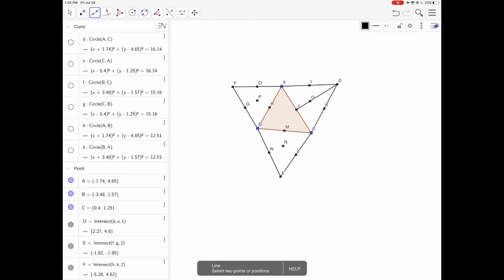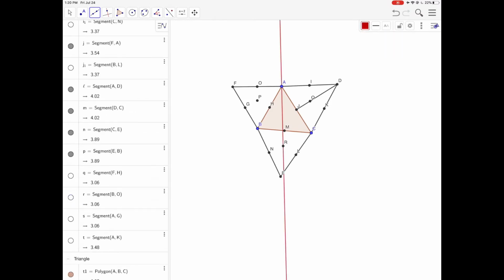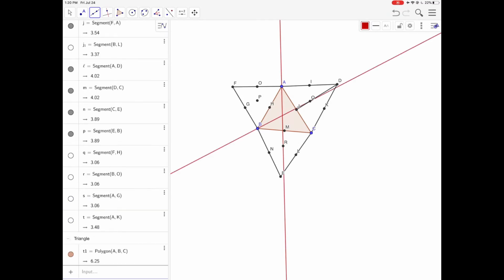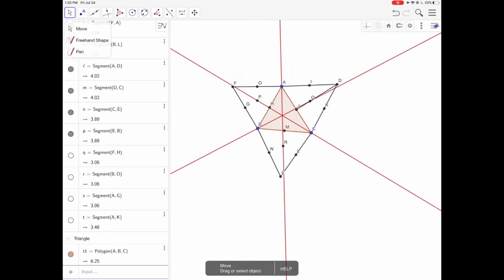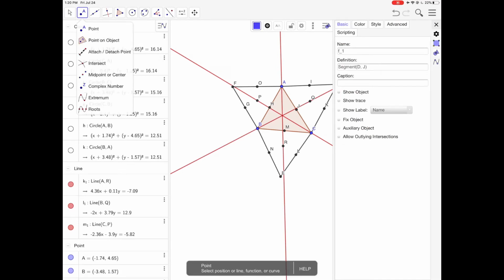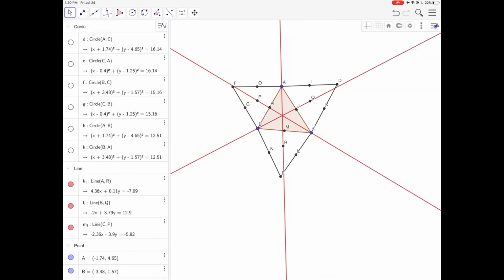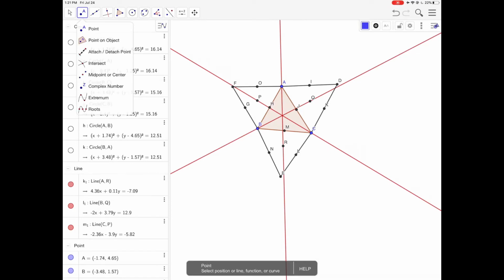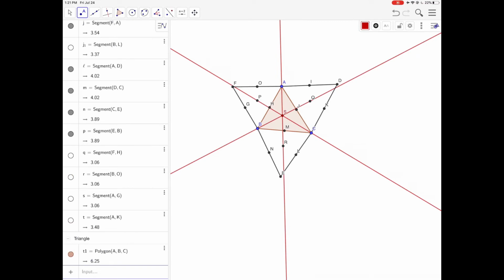So now we can form line segments. We'll do it in a different color, from A to R, from B to Q, and from C to P. Sorry, I forgot to get rid of that segment. So now we see that these 3 lines are all concurrent, since they meet at a single intersection point, which is S in this case.